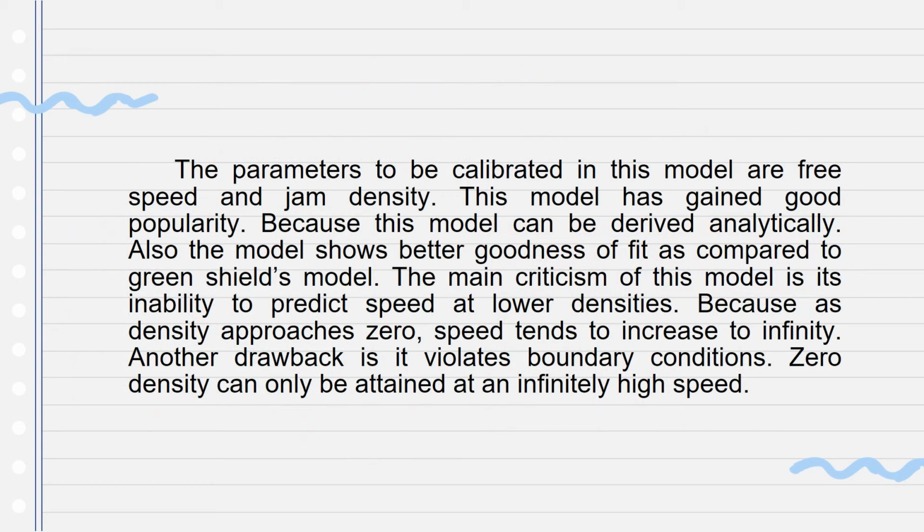This model has gained good popularity but is also critiqued for its inability to predict speed at lower densities, because as the density approaches 0, speed tends to increase to infinity. Another drawback is that it violates the boundary condition. Zero density can only be attained at infinitely high speed.